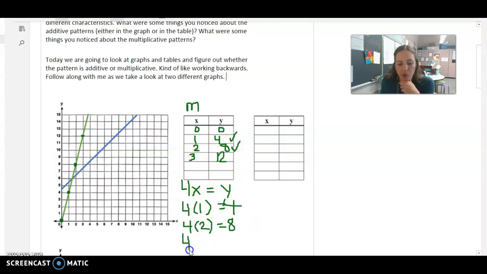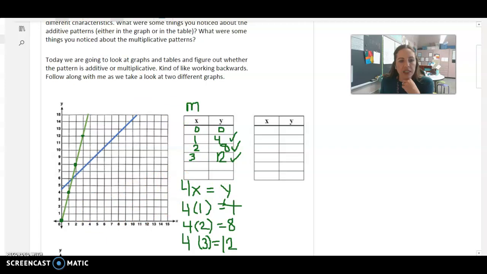That is exactly what we got. And then let's do one more. If x is 3, what would y be? Well, if we follow our rule, 4x equals y, then y is 12. And here in our graph table, when x is 3, y is 12. So this is definitely a multiplicative pattern, and it looks like our rule is 4x equals y.